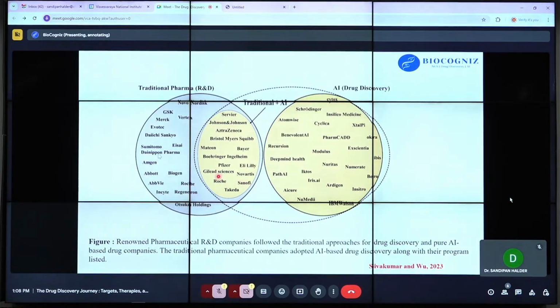So this picture is from my article from 2023. There may be some changes that might have happened now, but not much. And there are some companies going back also because of the risk involved and the early stage failures they are focusing on. But overall, this is the scenario currently in the market.